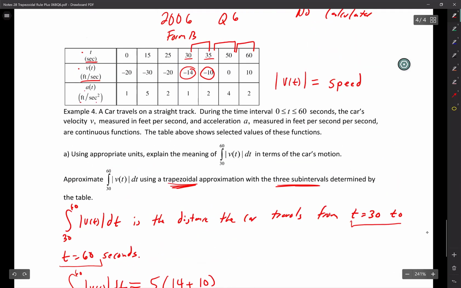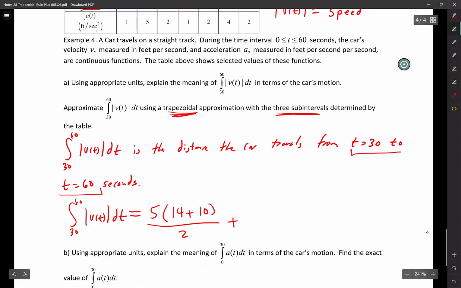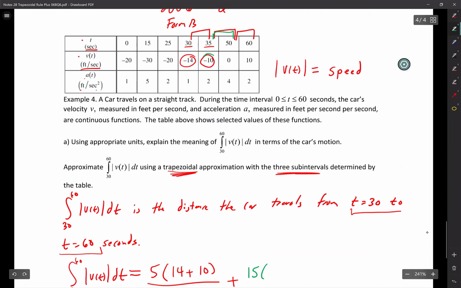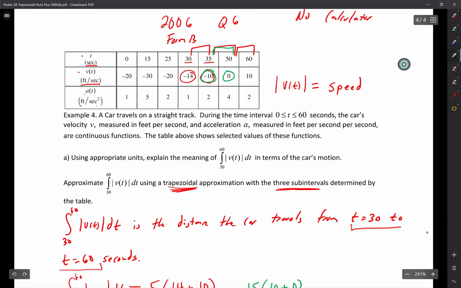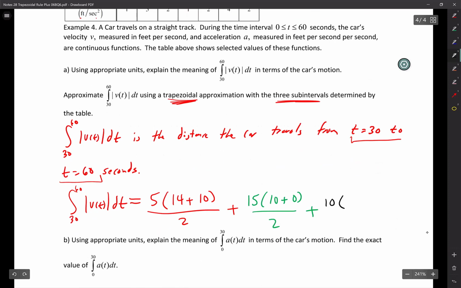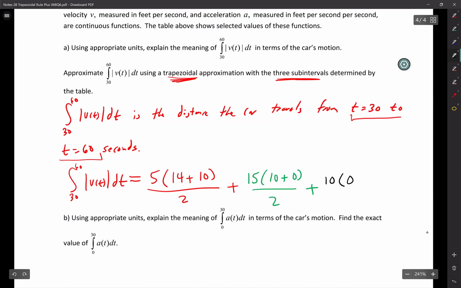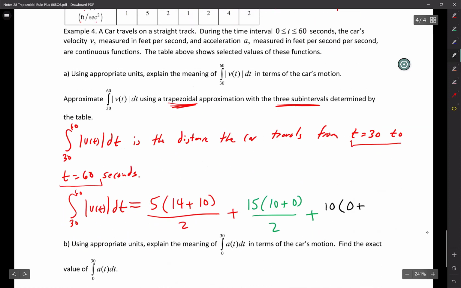Plus, now here comes the second trapezoid. I'm going to color code it for you guys. The height between 35 and 50 is 15. And then I'm going to write 10 plus 0 divided by 2. Plus, and then for the last one, I'm going to use black. The difference between 50 and 60 is 10. That's my height. And then I'm going to say 0 plus 10 divided by 2.